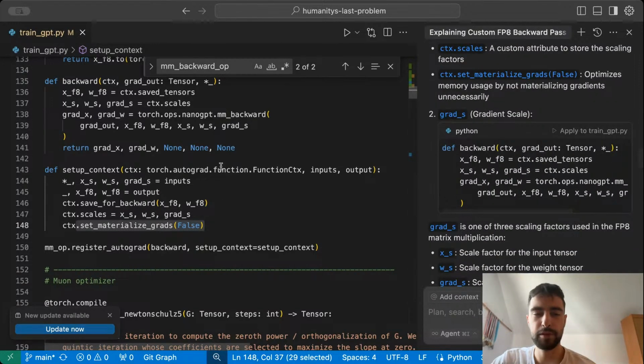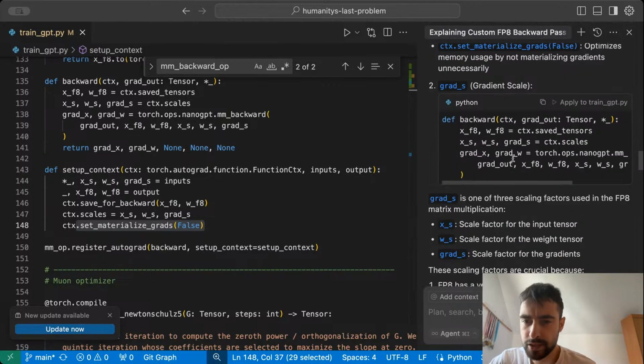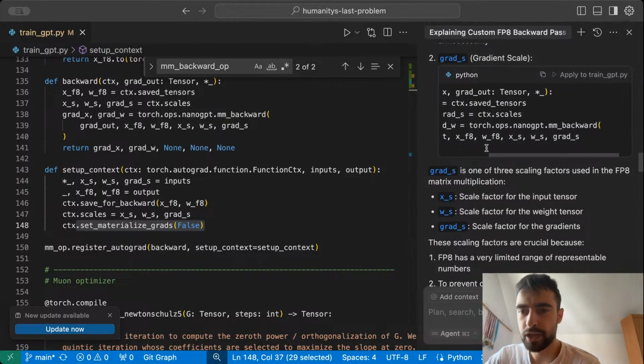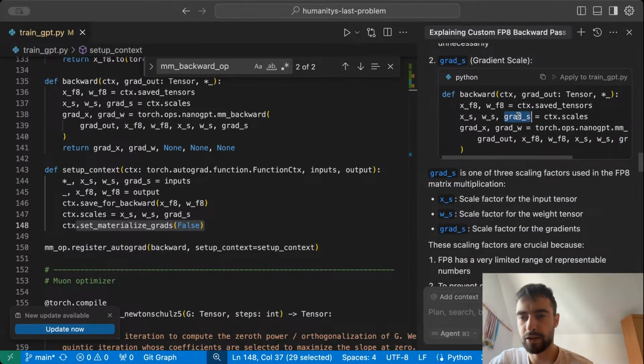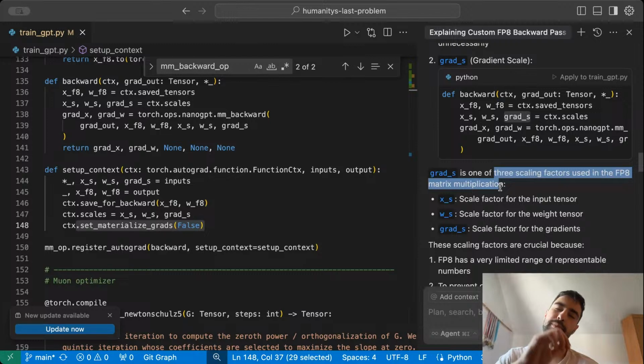Let's check this, then we will return to understand this better. This is called in this function backward, and we got it passed here, and we got it in the context scales. One of the three scaling factors used in FP8 matrix multiplication. Gradients are scaled for some reason.